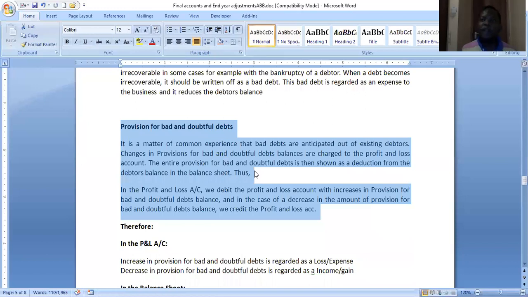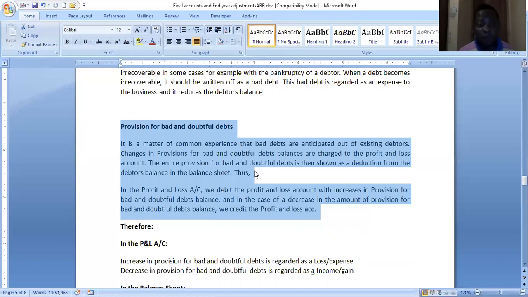So before you write off a debt as a bad debt, normally you anticipate that this person may not pay you. So during that period of anticipation, you write him off as a provision for bad debt. So you don't go just directly and write him off as a bad debt, but you first do a provision for bad and doubtful debts.